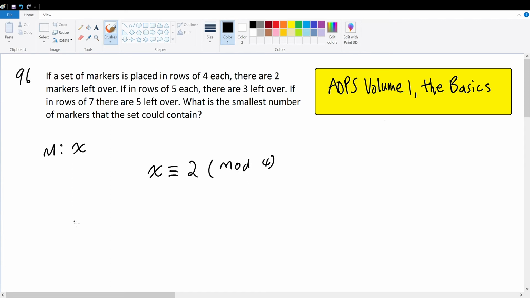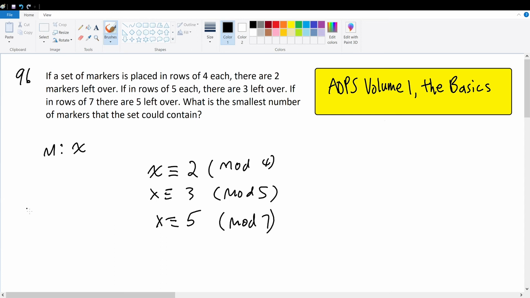X should remain 3 mod 5. And x should remain 5 mod 7. And we see here that each remainder is 2 off from the divisors.